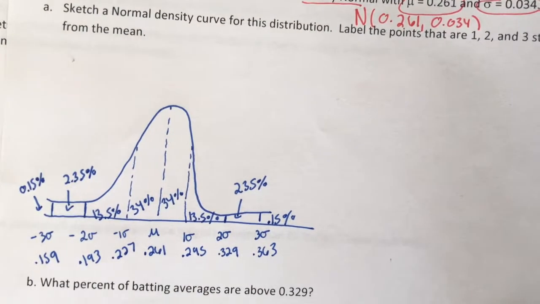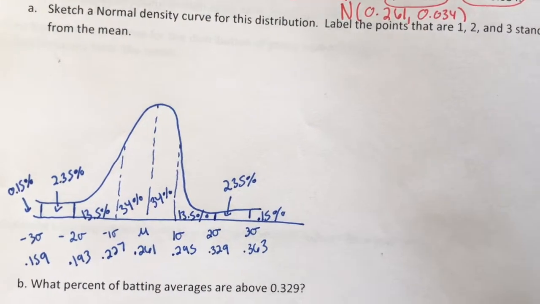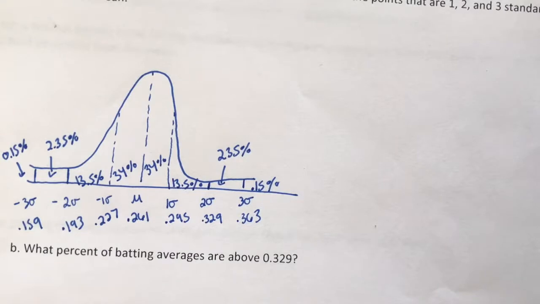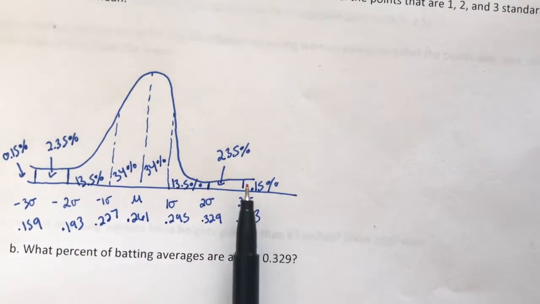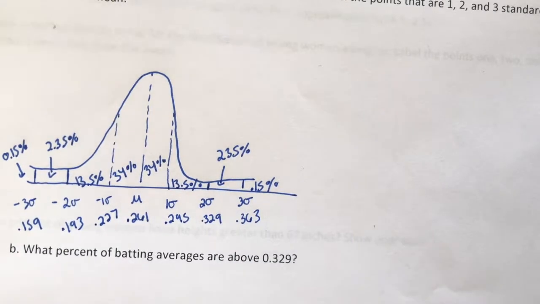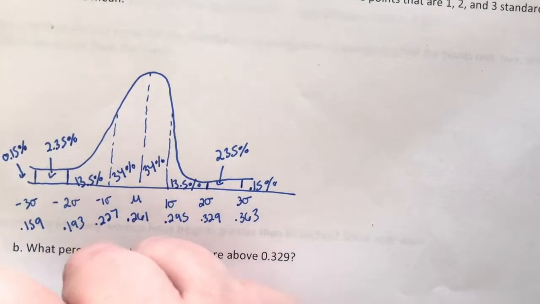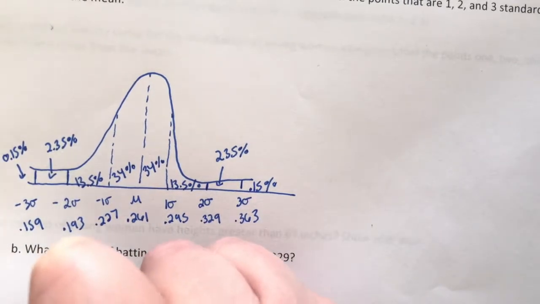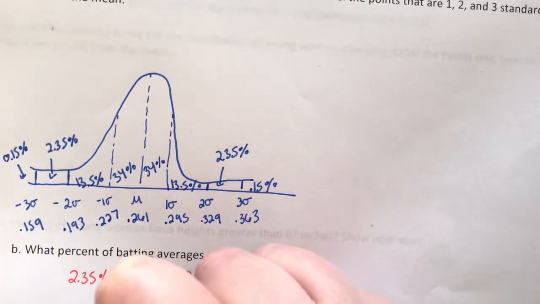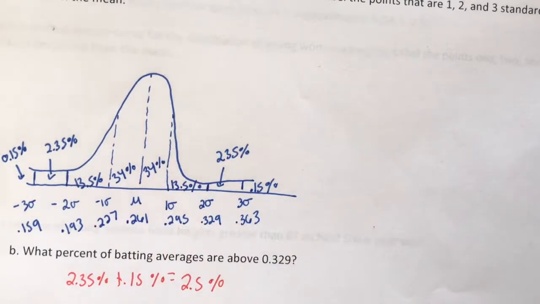There is part A. Now it says, what percent of batting averages are above 0.329? So if we take a look here, there's a couple of ways we can calculate this. Some students are going to say, okay, it's above 0.329, and if they had their curve filled out, they're going to say it's going to be 2.35% plus the 0.15%. And when you add that up, you get 2.5%. And that is one way you can do it.